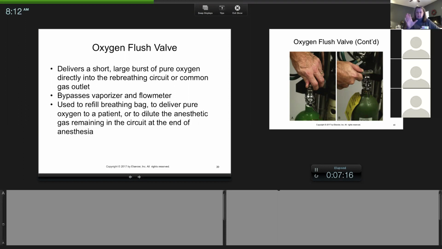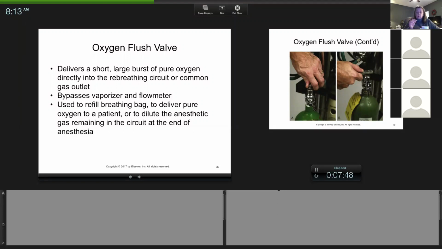I never, ever sit there and hold the button. Usually when I do the flush valve, I do psh, psh, psh. I do little quick pushes to deliver bursts, because you can deliver a large amount. You're delivering it right into the breathing system, to the lungs. So especially if you have a small patient, you have to be very careful, because you can deliver a large amount of pressure and you don't want to cause any damage to the lungs.